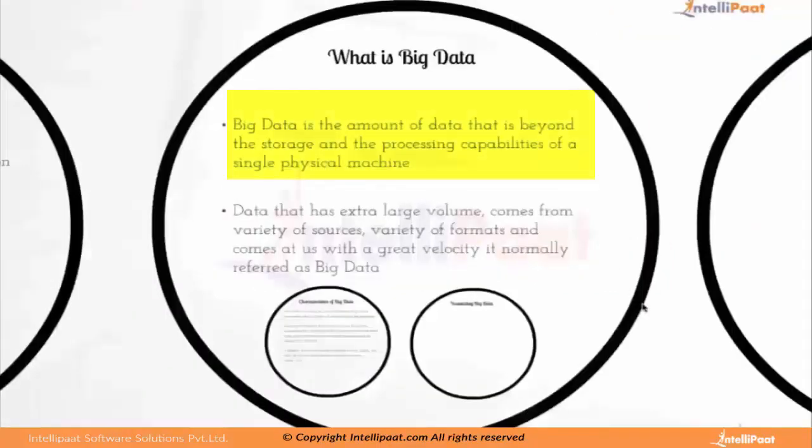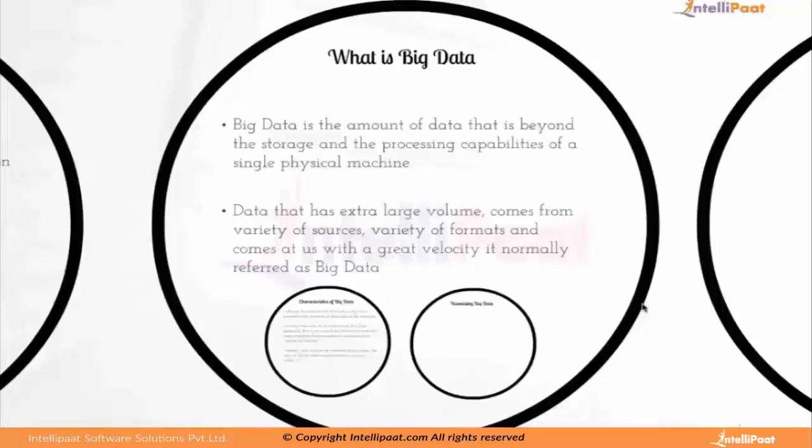Big data is the amount of data that is beyond the storage and processing capabilities of a single physical machine. So in the most layman terms, big data is the amount of data where one machine gives up. If you have all the resources with you, still there is a limitation on how much hardware you can stuff on a single physical machine. So what big data talks about is amount of data that is really massive and one machine cannot handle it.